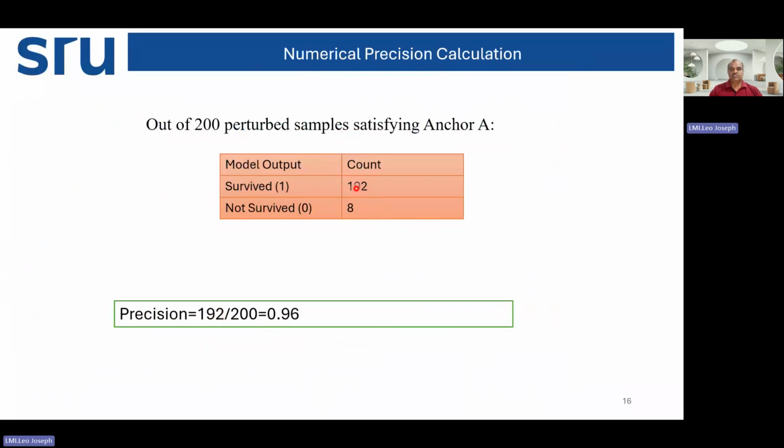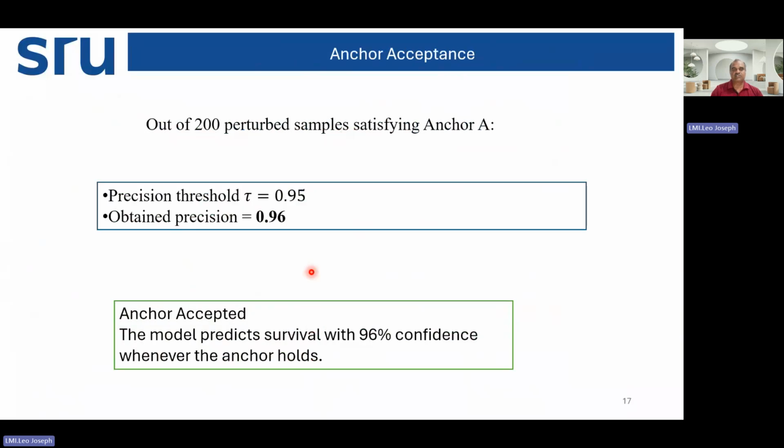So what is the precision? I will show you in an elaborate manner how 192 and how 8 come about. Before that, understand that precision is nothing but 192 divided by the total sample of 200, which is 0.96. The threshold is crossed, so the anchor is accepted. So the model predicts survival with 96% confidence.